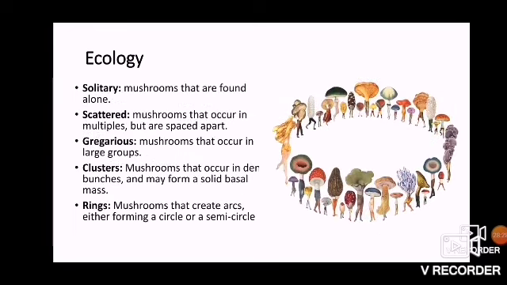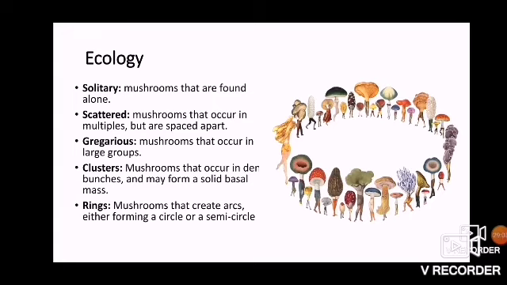Ecology also includes the ways in which mushrooms are grouped and the ways in which they are arranged in terms of other members of its own species. So a solitary mushroom is a mushroom that occurs, but there are no other members of its species. It's only the fungus is only producing one fruiting body at a time. Scattered mushrooms is when that fungus is producing a scattering. There are several mushrooms, but they're not close together.